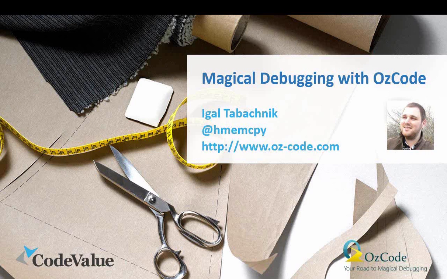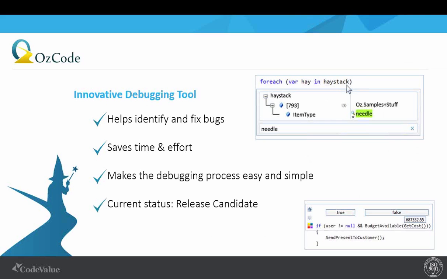So let's get started. If you haven't heard of Ozcode, it is an innovative debugging tool which we've been working on for the past several years, almost 2 years in development. The idea was to transform Visual Studio's debugging abilities into something that's really fun and easy to work with. Over the years, Visual Studio has gotten lots of improvements where productivity and writing code are concerned. You have all kinds of cool features. But when it comes to the debugger, it has been lacking, to say the least.